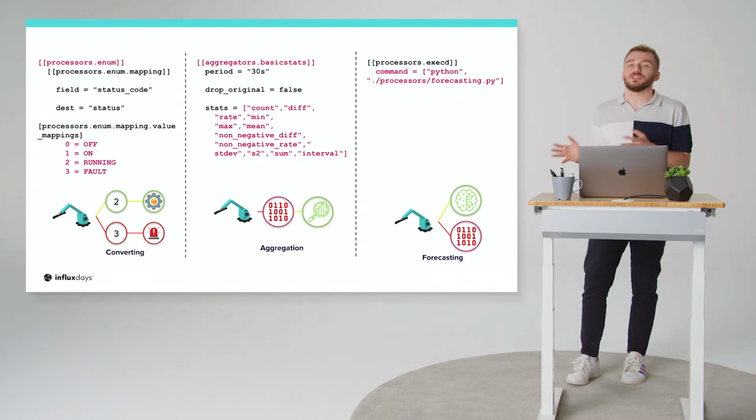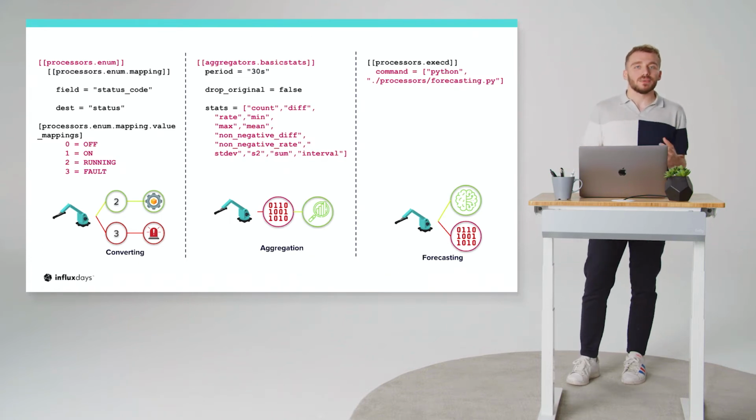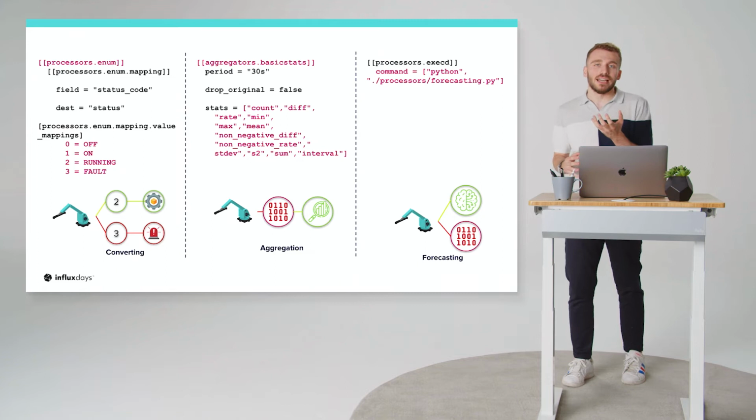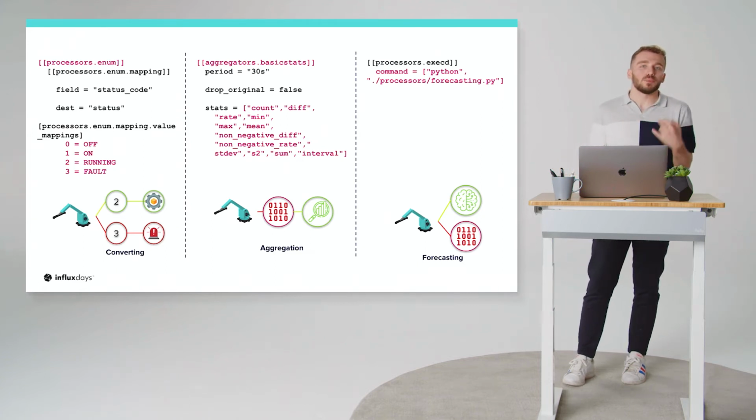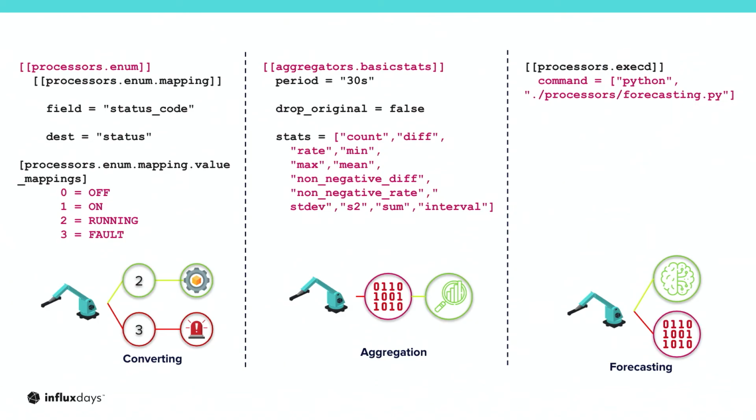That is a perfectly valid use case for using InfluxDB. But what about if we can take some of these mundane aggregations out of InfluxDB and perform them before they even reach the database? And we can do that using the basic stats plugin. Essentially, what we do is we define a period of time that we wish to collect data for. So in this case, we've defined 30 seconds. We then decide if we want to keep the original data or drop it. In this case, we're going to keep that original data as well.